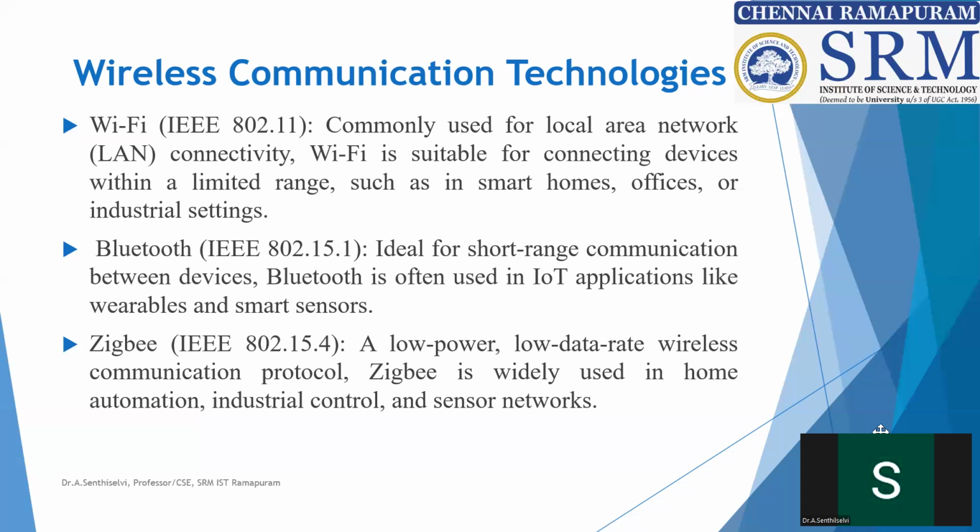Next one is Zigbee. The IEEE standard for this one is 802.15.4. It is a low power and low data rate wireless communication protocol. It is used in home automation, industrial control, and sensor networks.